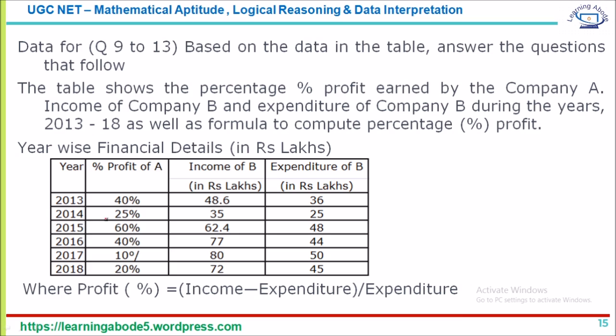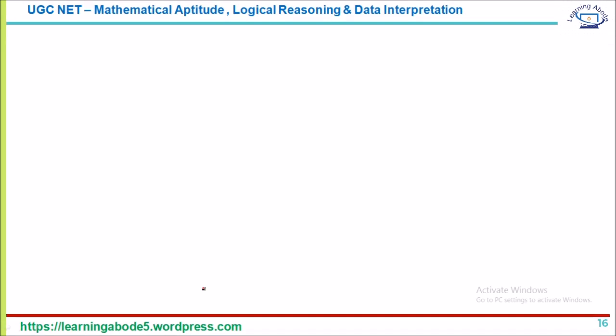The first column is not talking about the income and expenditure of A, but it is giving the percentage profit of A. The second and third columns are talking about the income and expenditure of B, and profit is given as income minus expenditure by expenditure. That is the profit percentage, clearly stated, and based on this we have to solve the questions. So let's look at the questions.